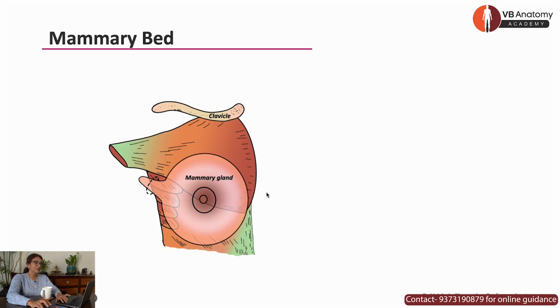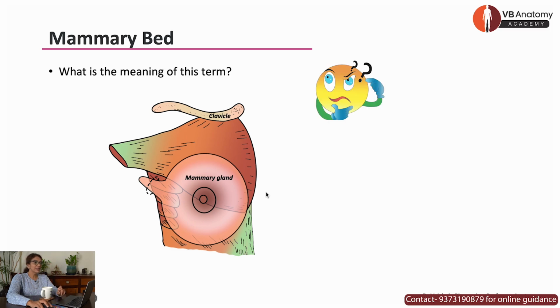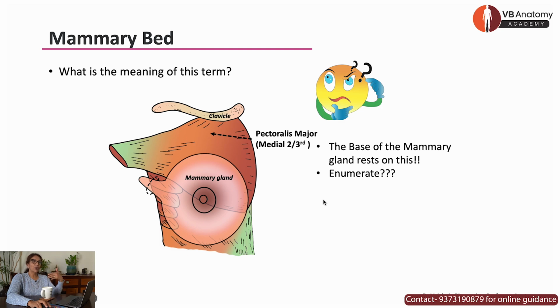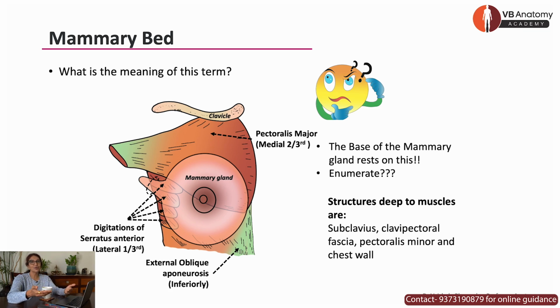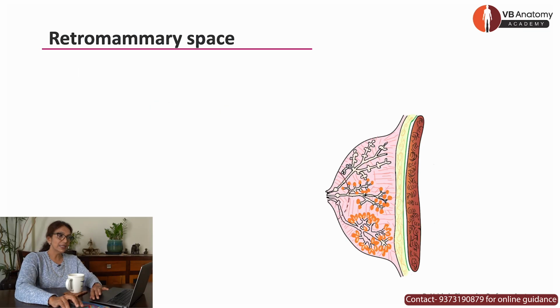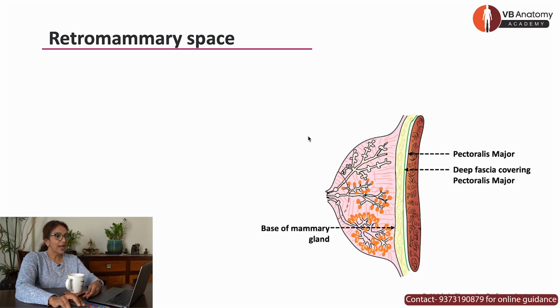I hope you find it. The mammary bed. So these are the structures on which your mammary gland rests. It rests on the upper two-thirds on the pectoralis major, in the lower lateral one-third on serratus anterior, and lower medial, it's resting on the external oblique aponeurosis. Deep to all these, of course, it's related to all the muscles of the chest as well as the ribs and intercostal spaces. The retromammary space I spoke about is between the pectoralis major covered by deep fascia and the base of the mammary gland. So this space here is called the retromammary space.